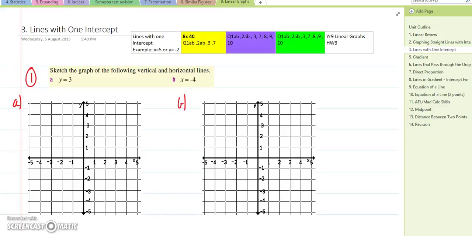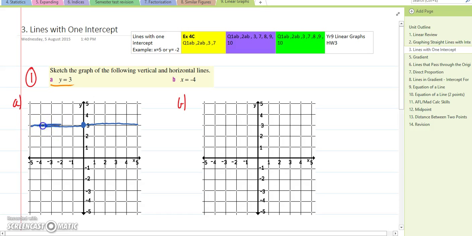Okay, sketching lines with one intercept, or these are basically vertical or horizontal lines. For question A here, you can see we've got y equals 3. Basically what that means is we've got a y-intercept at 3, and the line is a horizontal line, usually straight, unlike mine there, straight across the page at 3. So every value for y is 3, and that's basically all you need to do.